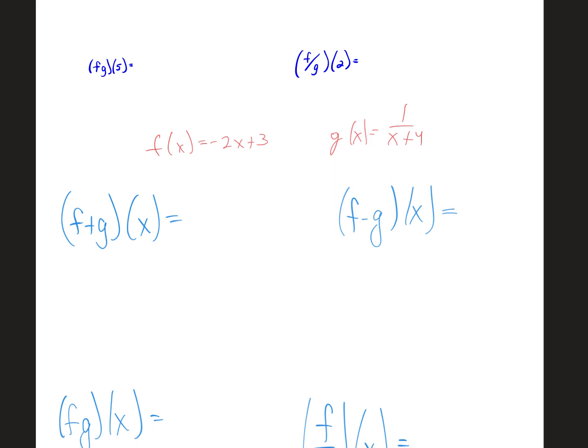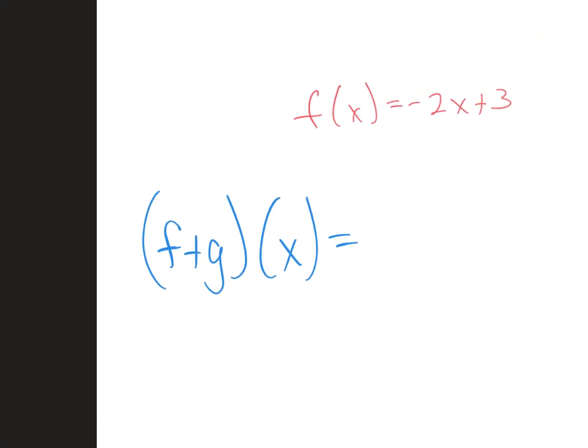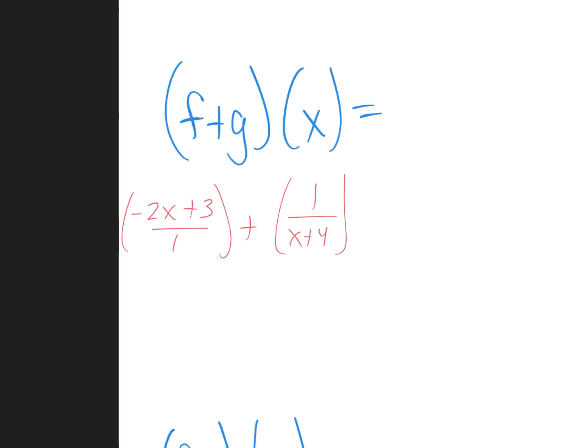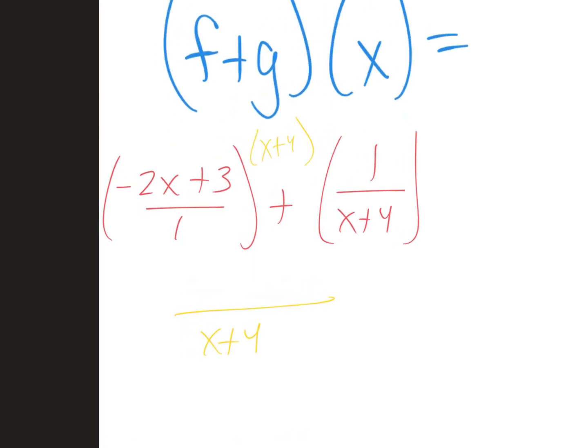So in the first example, we're adding the two together. My f function is negative 2x plus 3 over 1 plus 1 over x plus 4, right? Agreed? Okay, common denominator would be what? x plus 4. So I'm going to multiply here by x plus 4. What do I end up having to do? What if I have negative 2x plus 3 times x plus 4? What am I doing? We're going to FOIL, right?